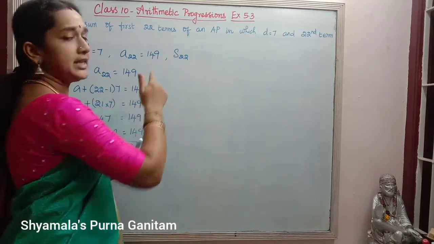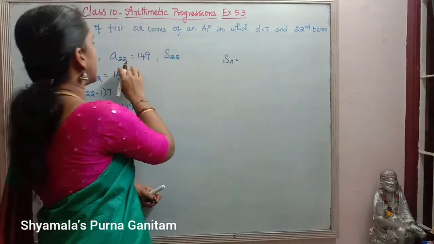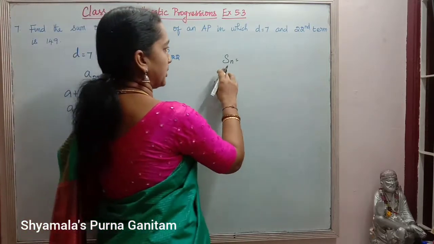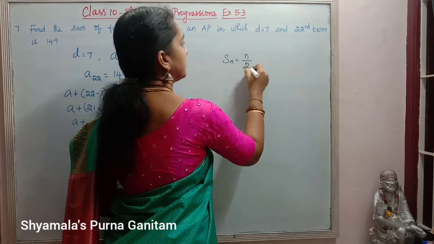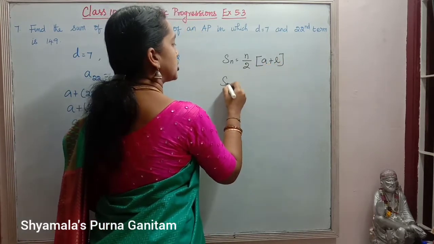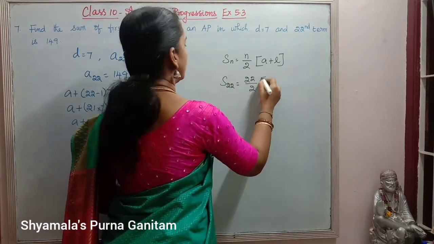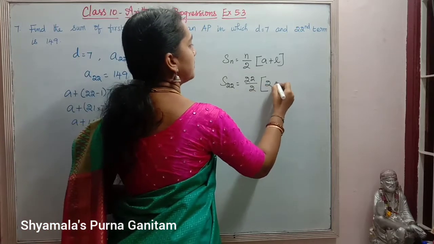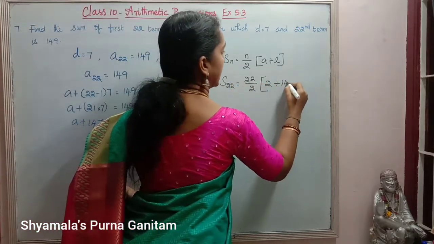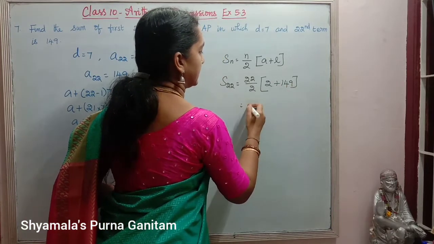So now we will find S. So Sn formula we will take. Since the last term of the sequence is given as 149, we will use that formula. Sn is equal to n by 2 into a plus l, or an. So here S22 we are asked to find. So 22 by 2 into a, which is given as 2, plus last term, that is an, which is given as 149. So 22 by 2 we can write as 11.